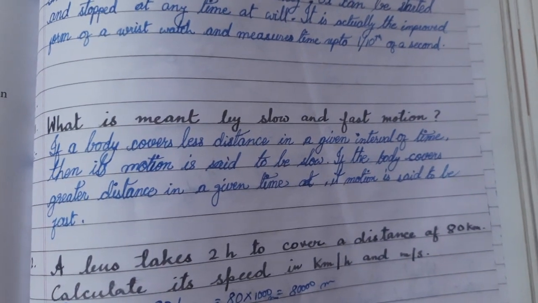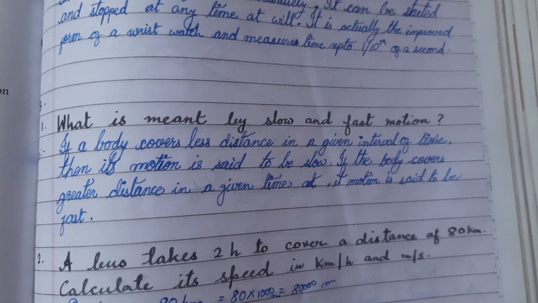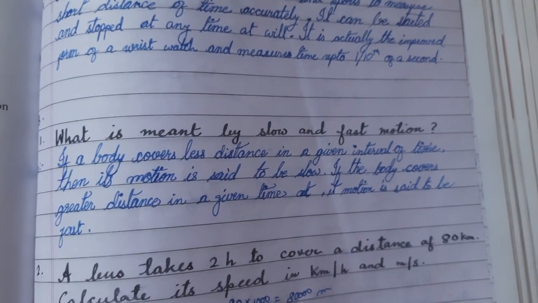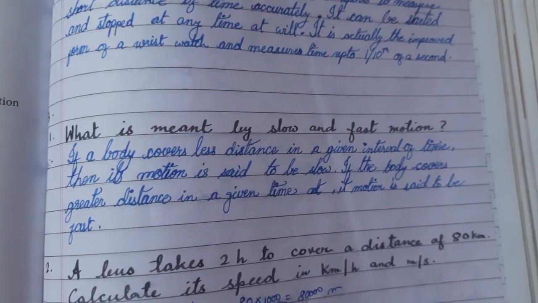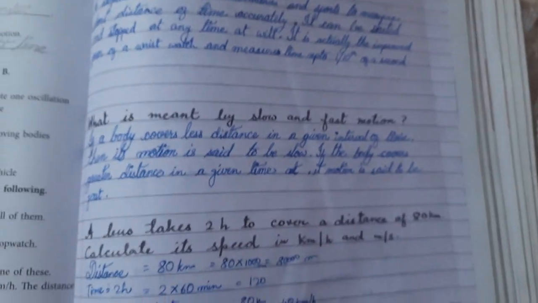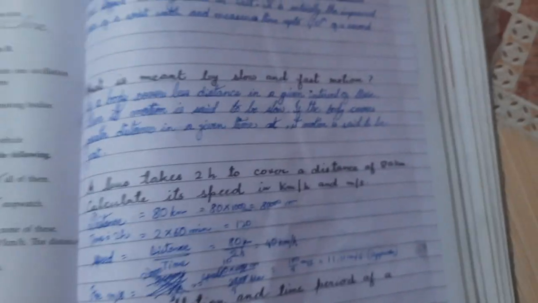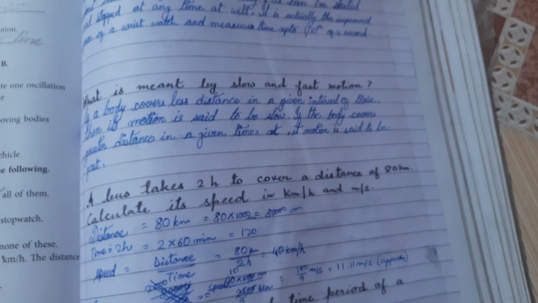If a body covers less distance in a given interval of time, then its motion is said to be slow. If the body covers greater distance in a given time, its motion is said to be fast. Slow motion means less distance in more time, and fast motion means more distance in less time.